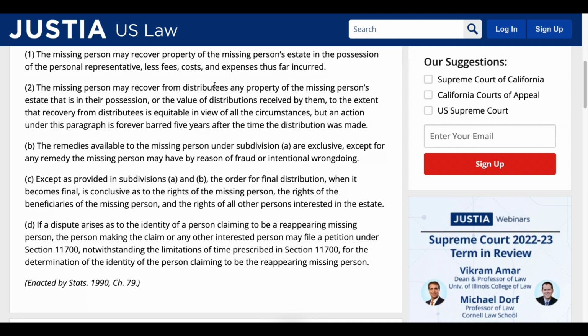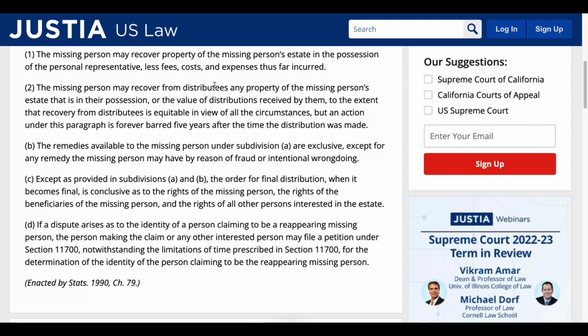Any properties of the missing person's estate that are in their possession, or the value of distributions received by them, to the extent that recovery from distributees is equitable in view of all circumstances, but an action under this paragraph is forever barred 5 years after the time the distribution was made. So after you rebut the presumption of death, if your stuff was distributed over 5 years ago in California, you can count that as a loss. The remedies available to a missing person under subsection A are exclusive, except for any remedy the missing person may have by reason of fraud or intentional wrongdoing.